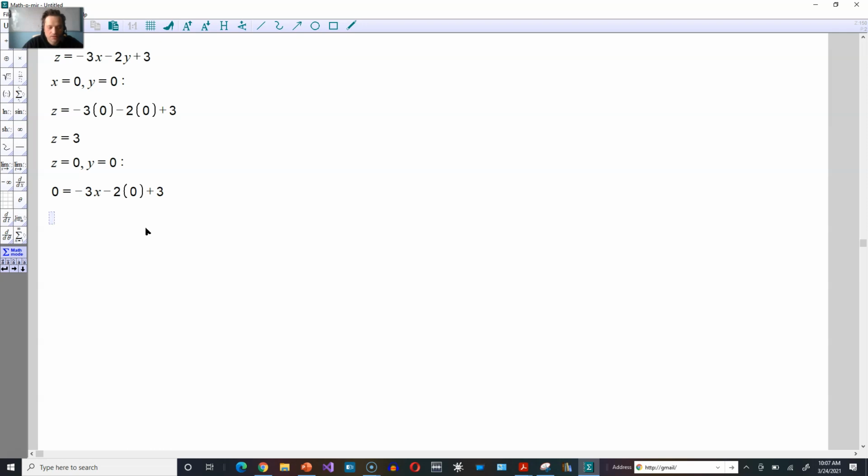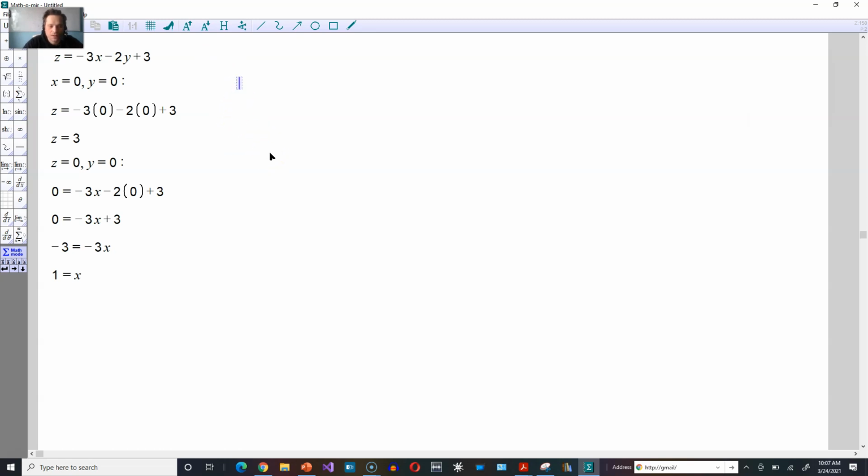So it's going to be 0 is equal to negative 3x plus 3. Move the 3 over to the left side, so it becomes negative 3 is equal to negative 3x. Divide through by negative 3. So 1 is the value of x. And the last part to be found here is the y-intercept.